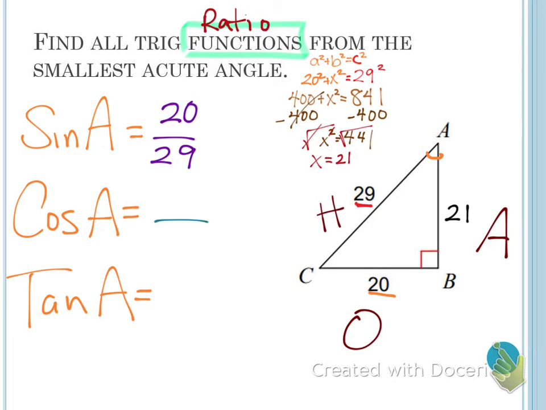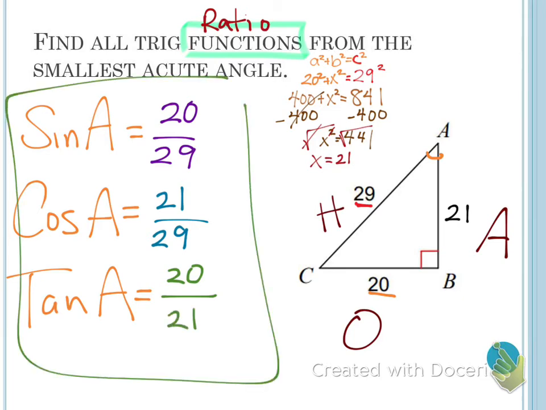Cosine is CAH, so A goes on top, the adjacent, which is 21 over 29. None of these can be reduced, so we're just leaving them. Tangent is TOA, so what number goes on top? 20, and then on the bottom, adjacent, which is 21. None of these can be reduced, so that's it. This is 2 questions on the quiz tomorrow. There's only 4, so 2.